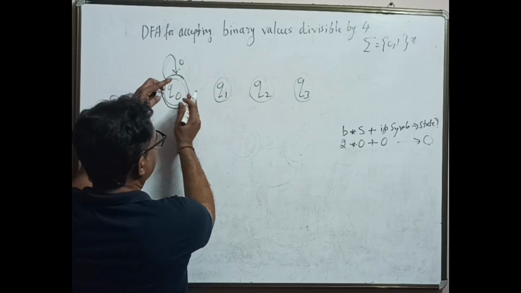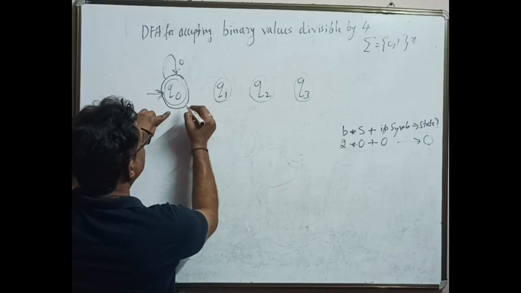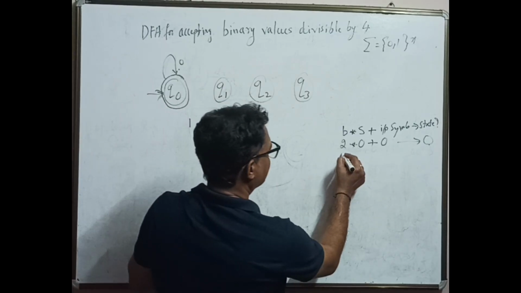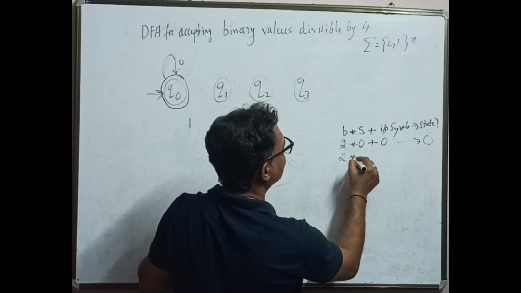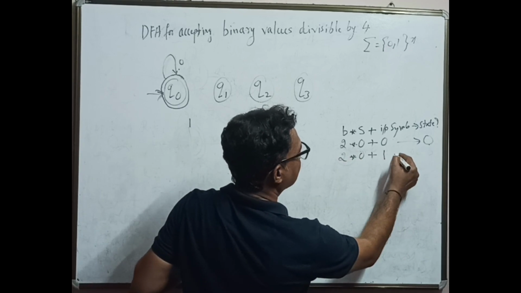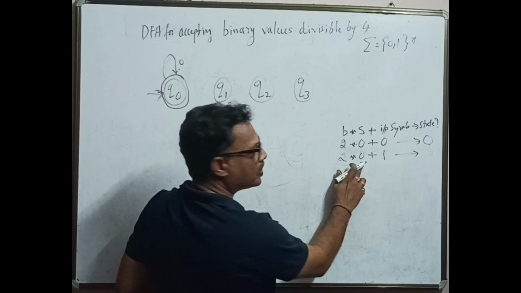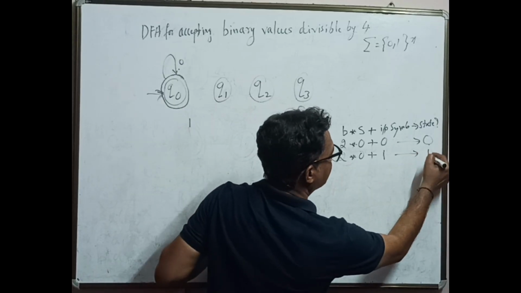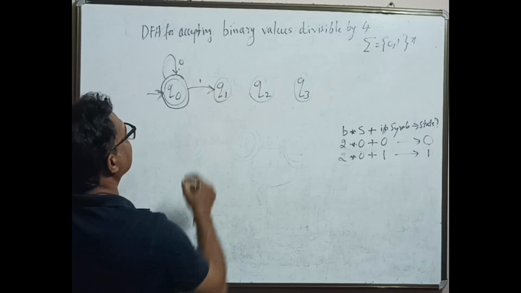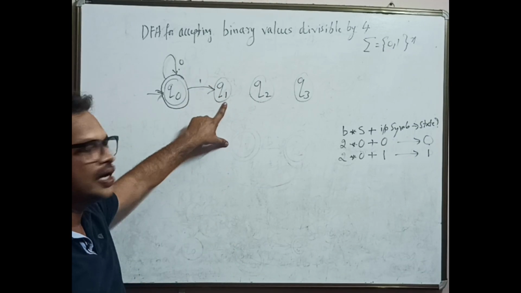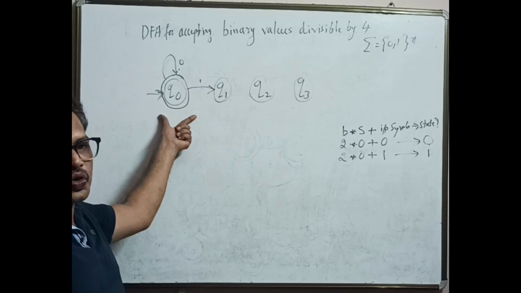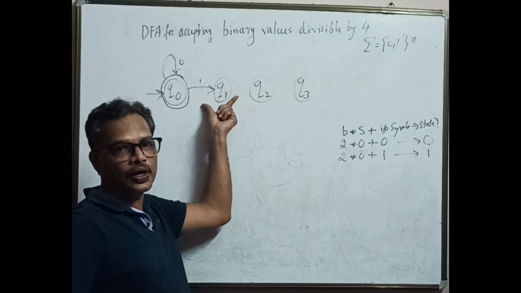One more. What if the DFA on this state takes a 1? Once again, 2 into 0, since it is in the 0th state, is 0, and 0 plus 1 is 1. That means it moves to state number 1, that is Q1. Now that Q0 has dealt with 0 as well as 1, Q0's job is over.